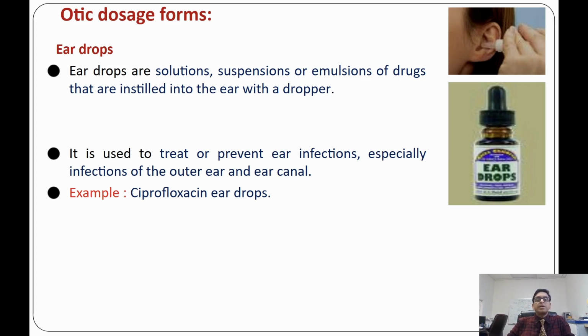Eardrops. Eardrops are solutions, suspensions or emulsions of the drugs that are instilled into the ear with a dropper. It is used to treat or prevent ear infection, especially infection of the outer ear or ear canal. Example, ciprofloxacin eardrops.